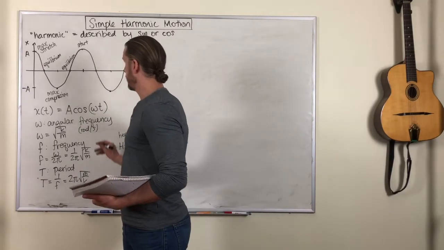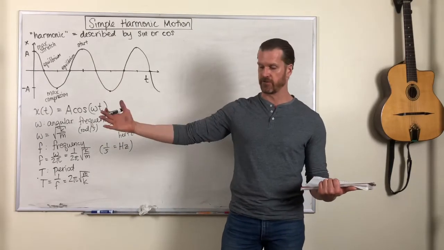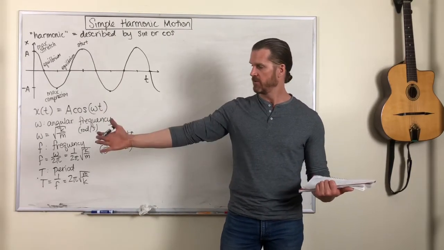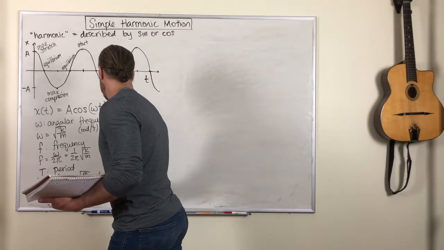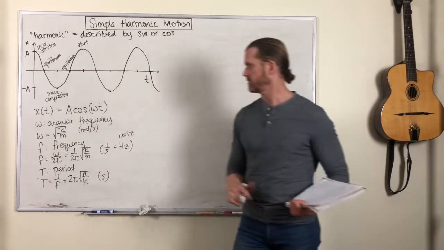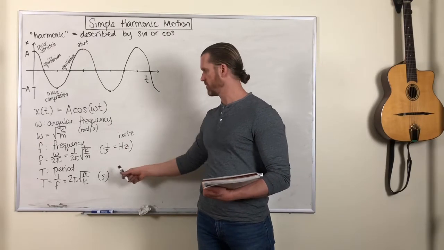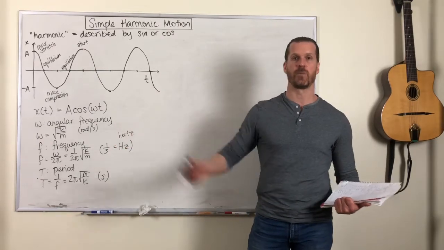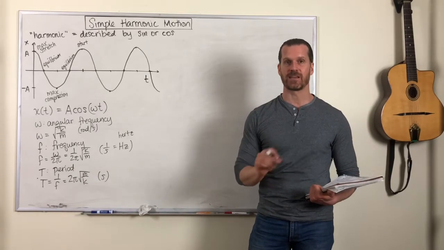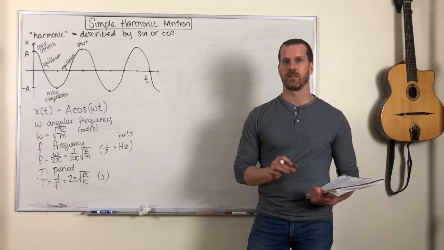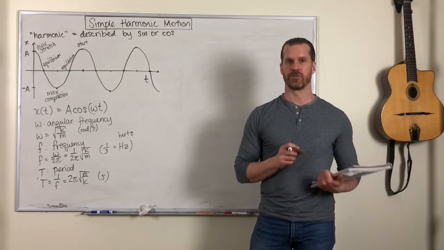And period tells you how long it takes to accomplish one complete cycle. So how long does it take for the spring to go back and forth once? So we measure period in seconds. All right, so once again, in reverse order, period is how long it takes for the spring to go back and forth one time. Frequency is how many times per second the spring goes back and forth. And angular frequency is how many radians per second of this motion the spring accomplishes.